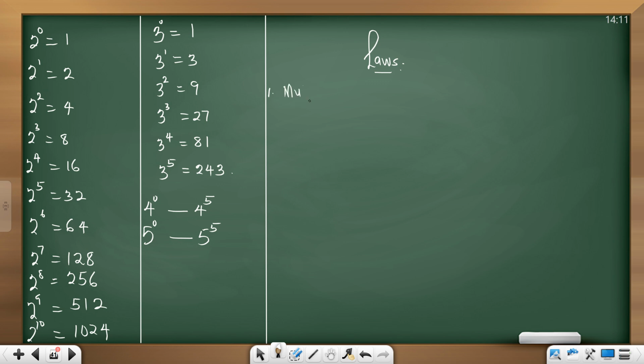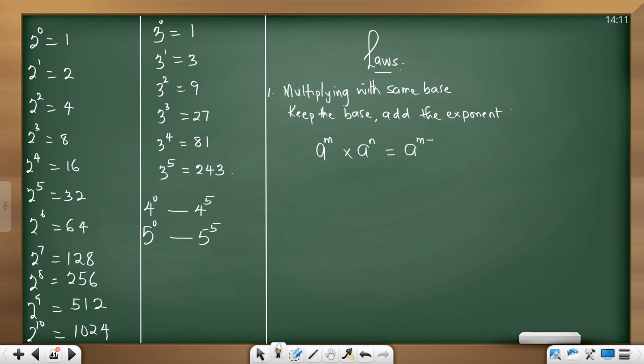Number 1, multiplying with the same base. What do we do? Keep the base, and this is what we're going to use a lot, and add the exponent. So I'm just going to remind you of this law, and then we move to our equations. For example, a to the power m times a to the power n, we keep the base and we add the exponent.